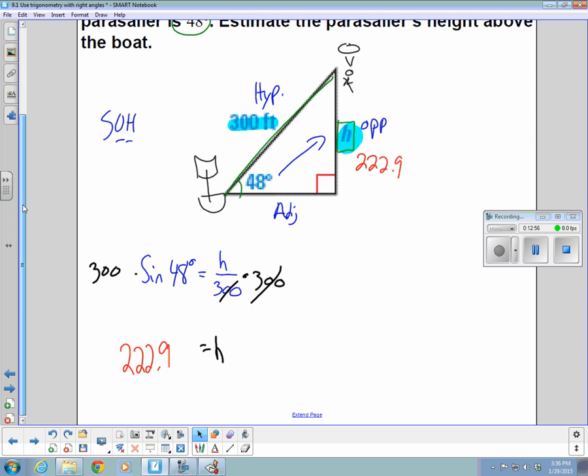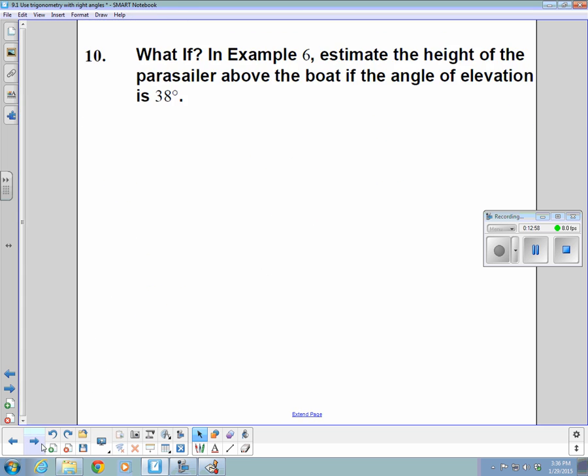Okay. Now, I think we got a little spin-off for you. So here's your spin-off. What if, in the example in number 6, the one we just did with the parasailer, the angle of elevation was 38 degrees? So, same situation. Let me draw you a picture. You know what? You figure it out. I think you got this. All right, so look at that problem, pause the video, give it a shot.